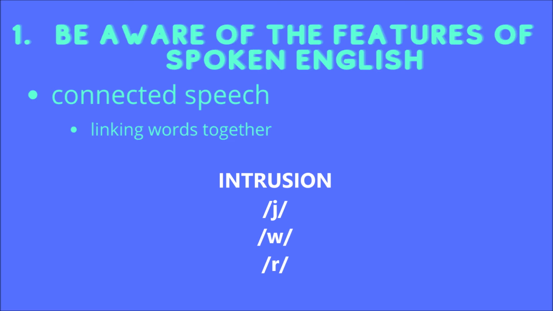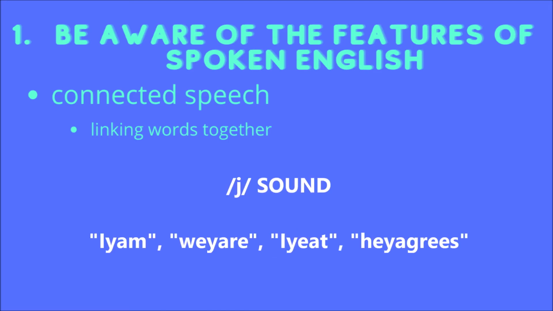So we use the Y sound when one word ends in I, E, A, or Oi, and the next word begins with another vowel. For example, I am, we are, I eat, he agrees. Yeah, "he-y-agrees". It's not "he agrees". "He-y-agrees". Okay, it helps you to move smoothly.